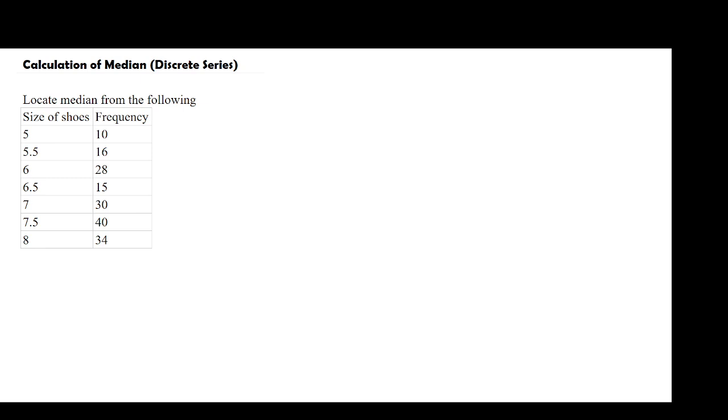So you can find an example here. Locate median from the following. Sizes of shoes are given as well as frequency values. There are 10 people who belong to size 5, 16 people with size 5.5, 28 people whose shoe size is 6, 15 people for 6.5, 30 people for 7, 40 for 7.5 and 34 for 8. Now we have to locate the median.